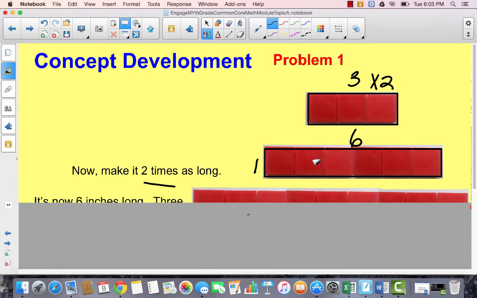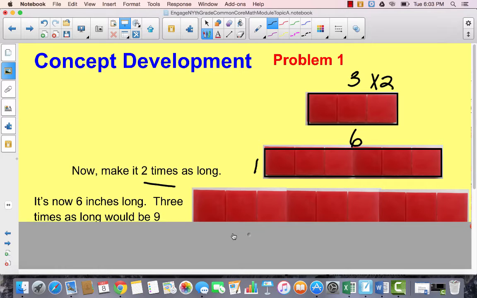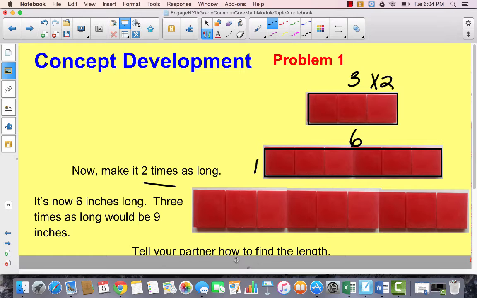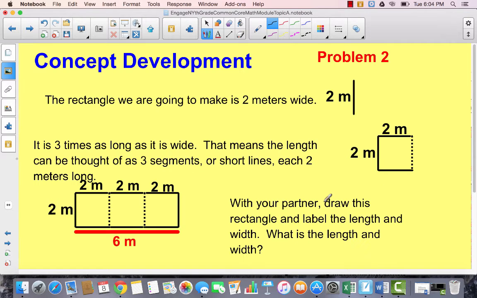Now, you don't have to do this in your journal, but I want you to think about this for a minute. I could go ahead and take this one step further, and I could make it 3 times as long. And the width would still be 1, but the length would be 3 times 3, so the length would be 9. That is a multiplicative comparison. That's what we're going to be doing today. All right, we're going to do one more problem.